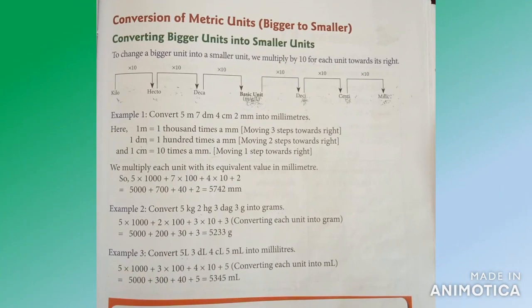Today in this chapter we will be doing the conversion of metric units, bigger to small. Converting bigger units into smaller units, what do we have to do? To change bigger units into smaller units, we multiply by 10 for each unit towards its right. So when we change from the basic unit, for example from gram to milligram, we have to multiply by 10 for each unit towards its right.